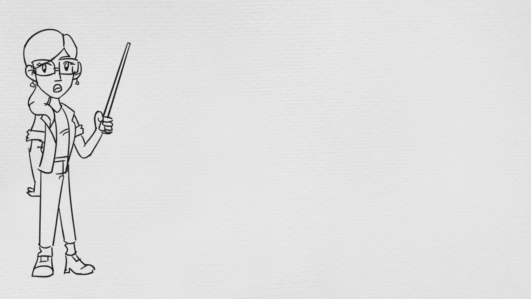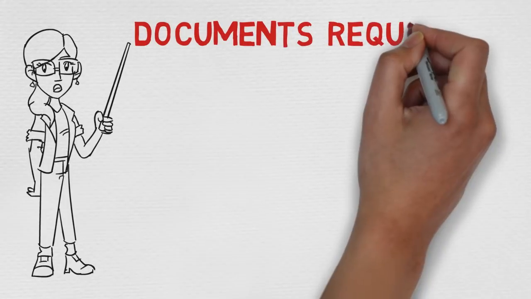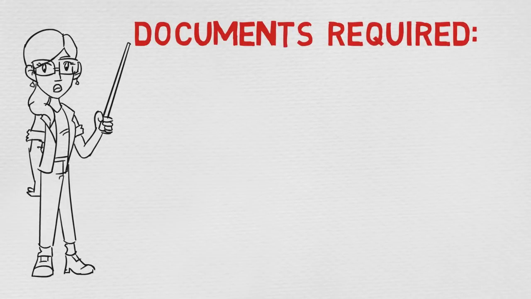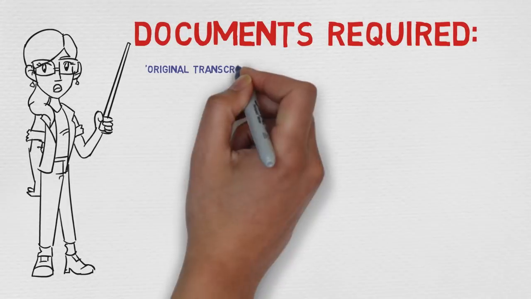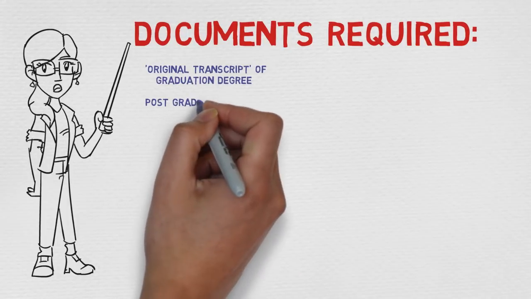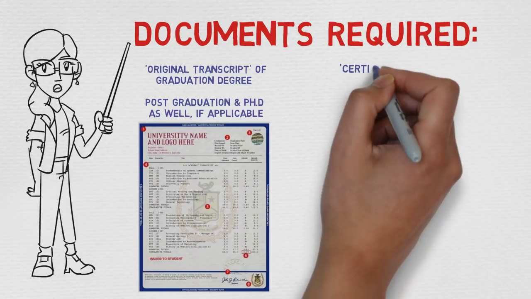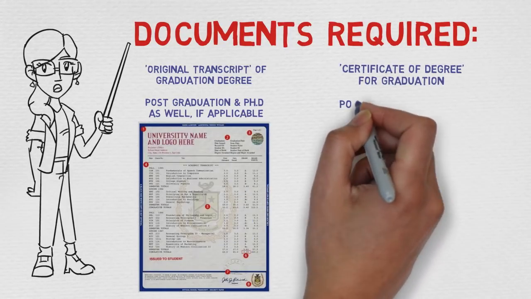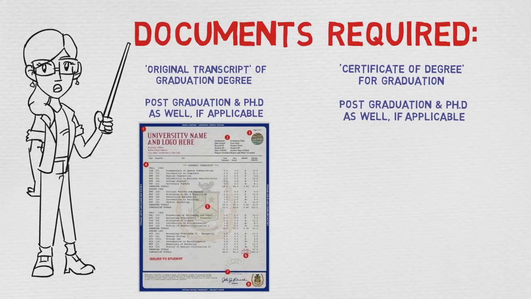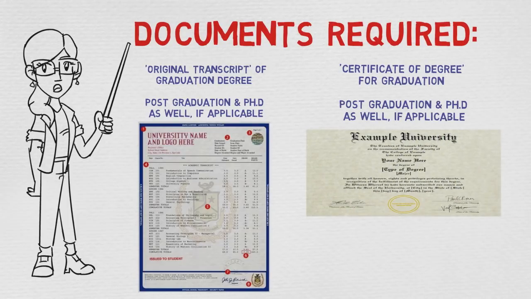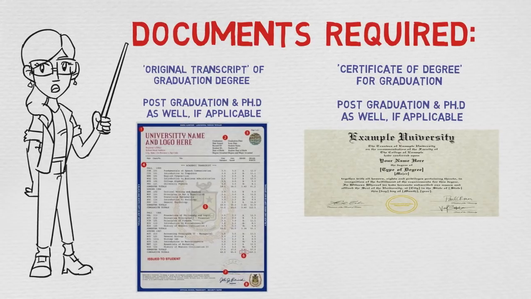Before starting the online application process, let's see which documents are required and mandatory. The first document is an original transcript of your graduation degree, also for post-graduation and PhD as well, if applicable. The second document is the certificate of degree of your graduation, also for post-graduation and PhD, if applicable. The format of the transcript we will discuss later in this video. Please note, the provisional degrees issued by college should not be used.